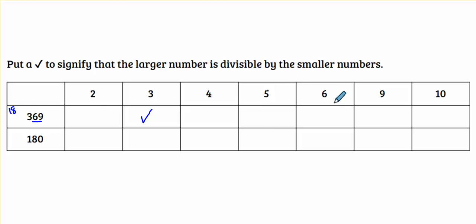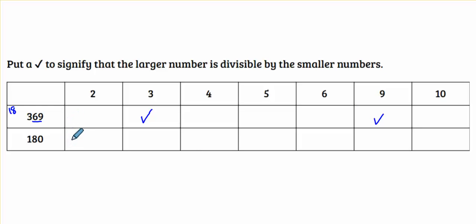For 6, it has to work for 2 and 3, and since it doesn't work for 2, it's not going to work for 6. For 9, well, this is a check because the sum again was 18, and 18 is divisible by 9. And then for 10, it has to end in a 0, and it doesn't. So 369 had two factors, 3 and 9.